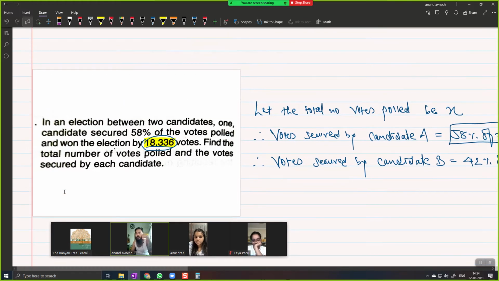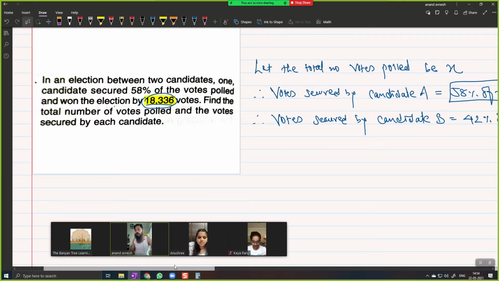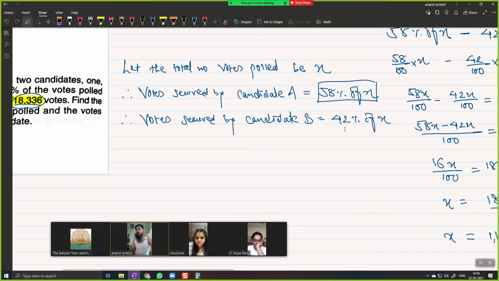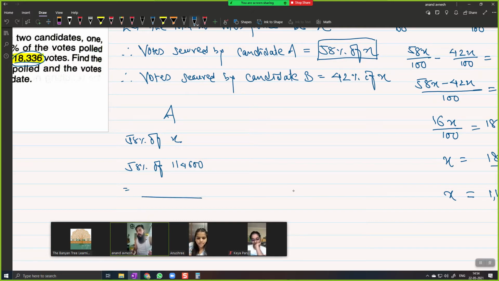They have asked, find the total number of votes polled and the votes secured by each candidate. Now this is also interesting. Votes secured by each candidate, which is actually over here only. We know it, but we have to make a separate calculation for it. So votes secured by candidate A will be how much? 58% of X, but we have got X, so 58% of 114,600.